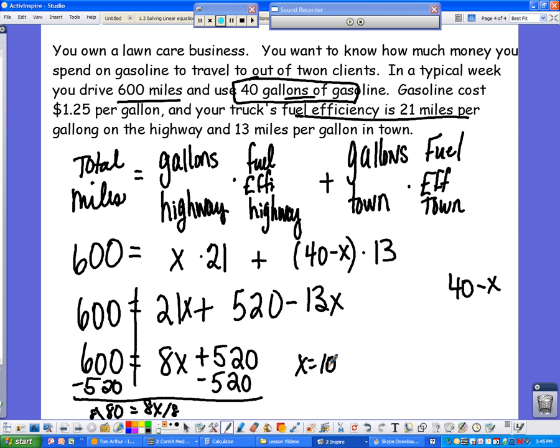But the very last step that you need to do is always make sure that you've answered the question. The question is, you want to know how much money you spent on gasoline to travel to out-of-town clients. Well, if you burn 10 gallons of gasoline and it costs $1.25 each, to answer the question, you would multiply those. So you spent $12.50 on gasoline to travel to your out-of-town customers.